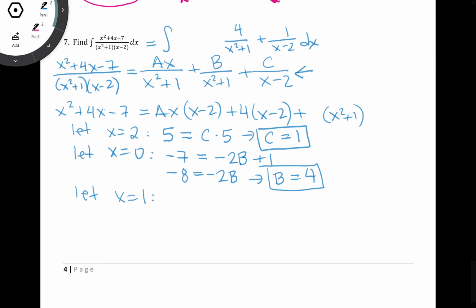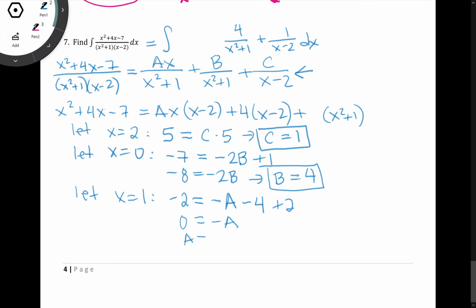If x equals 1, the left-hand side becomes 1 plus 4, so 5 minus 7 is negative 2. And then we have a times 1 times negative 1. And then we have 4 times negative 1. And then we have 1 squared plus 1, which is 2. Okay, so negative 4 plus 2 is a negative 2. Interesting. Let me just make sure I'm not doing crazy arithmetic. So if we added 4, we'd get 2, and then we subtract 2, we get 0. So it looks like a equals 0. So we actually lose that first term completely.